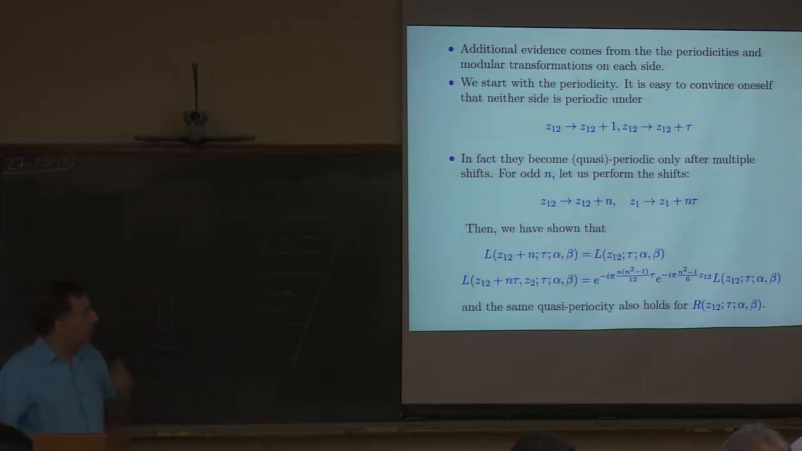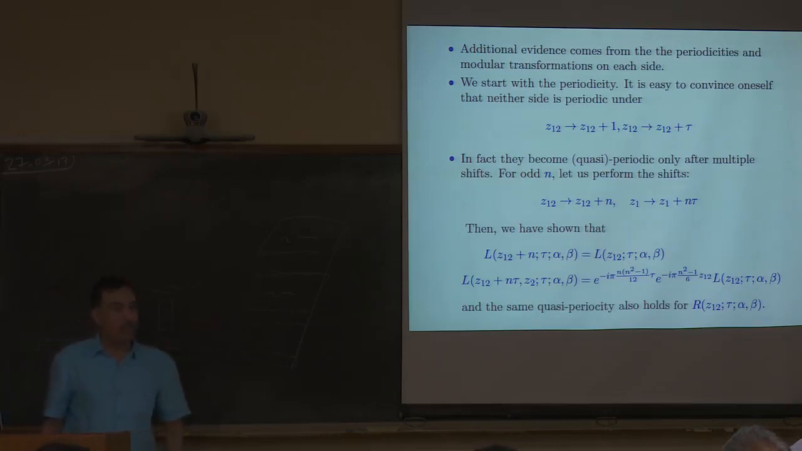And in fact, however, the shift by n, is that obvious? Not to me. Okay. The shift by n doesn't leave it invariant, but shift by Z12 plus n does leave it invariant, but Z12 plus n tau picks up this factor, which is not also a phase, it's a factor.